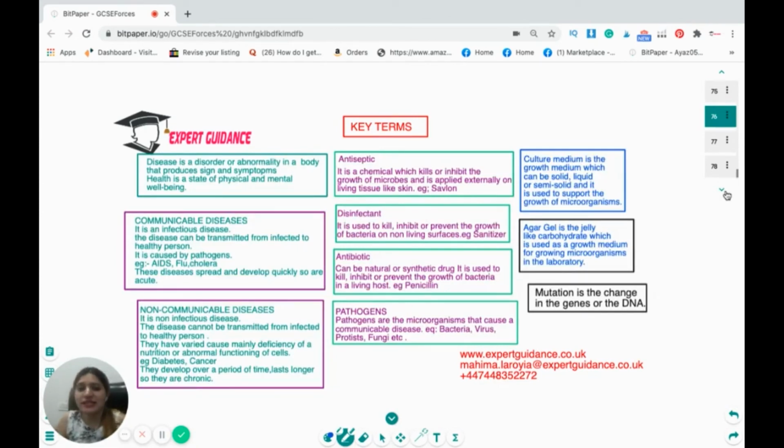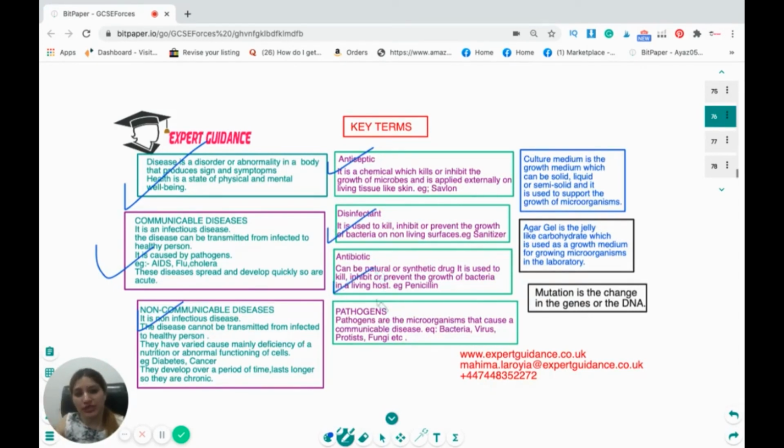So disease, as we said, is a disorder or an abnormality which produces sign and symptom, and health is a state of physical and mental well-being. Communicable disease is an infectious disease transmitted from infected to a healthy person. Non-communicable diseases are not transmitted. Antiseptic is a chemical which inhibits the growth of microbes. Disinfectants kill or prevent the growth of bacteria on non-living surfaces. Antibiotics are the drugs which inhibit the growth of bacteria inside the living host.